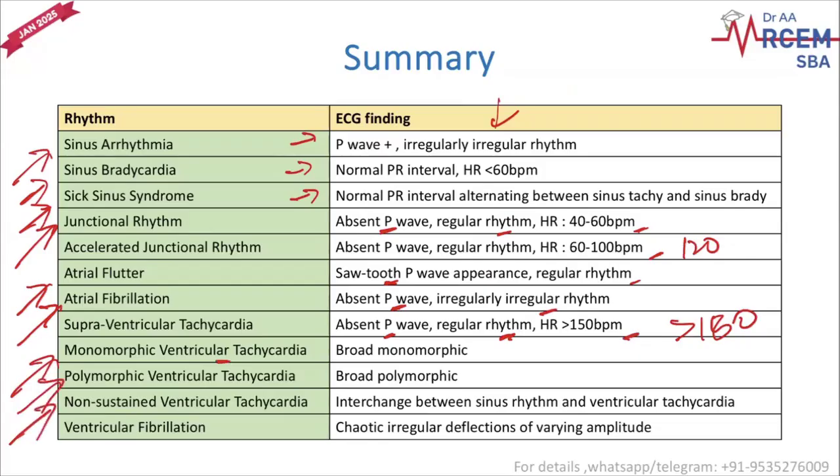Non-sustained ventricular tachycardia is interchanging between a sinus rhythm and ventricular tachycardia. We call it ventricular tachycardia because there are three or more PVCs.